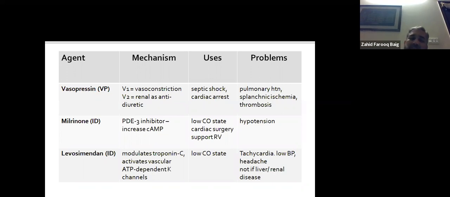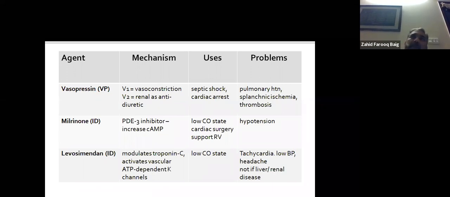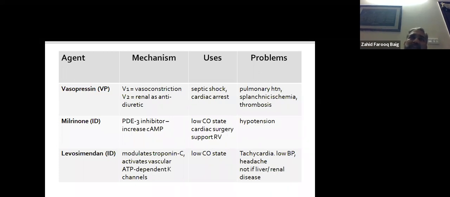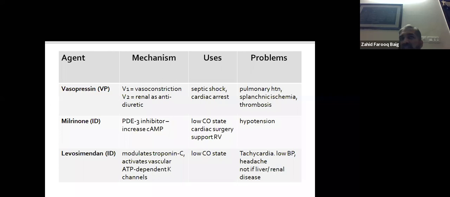So dobutamine, milrinone, levosimendan basically can increase the cardiac output, but as they also cause vasodilatation, blood pressure in fact may decrease because of these. So we can't increase the blood pressure. If we have to increase the blood pressure, we need another agent in this.